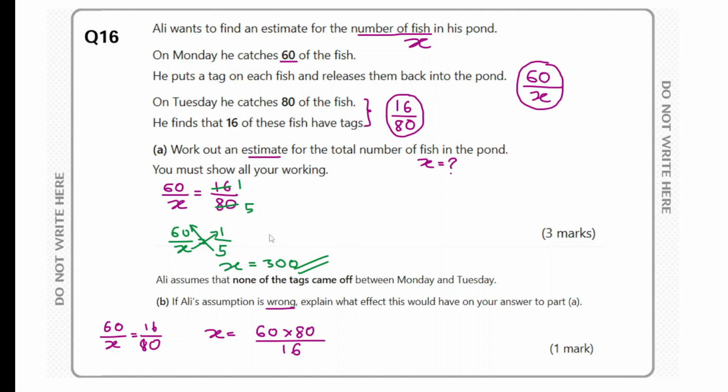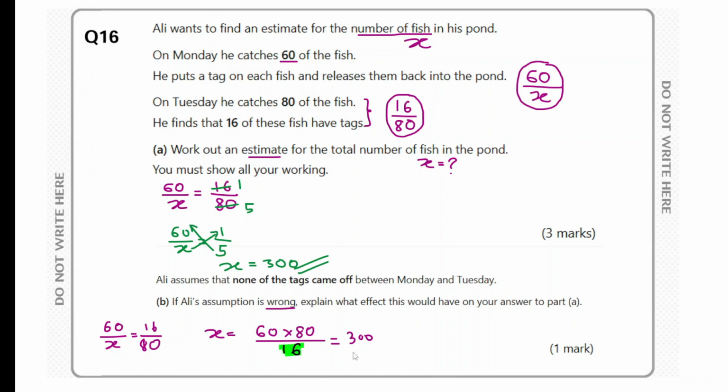Ali thought the number of fish with the tags is 16. Well, that's what he got. But his assumption was wrong. That means the number of fish in this sample of 80 with a tag should have been more than 16. So when you divide by 16, you got the answer here as 300. But really, let's make some imagination here, so it's easy to understand it like that.